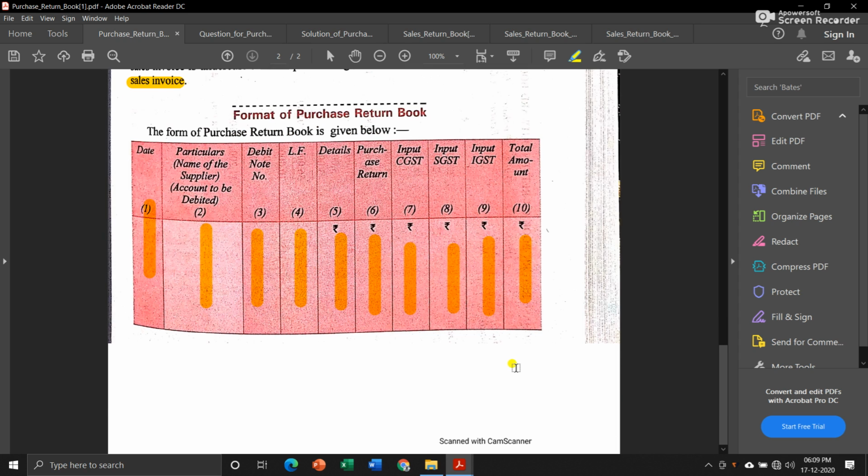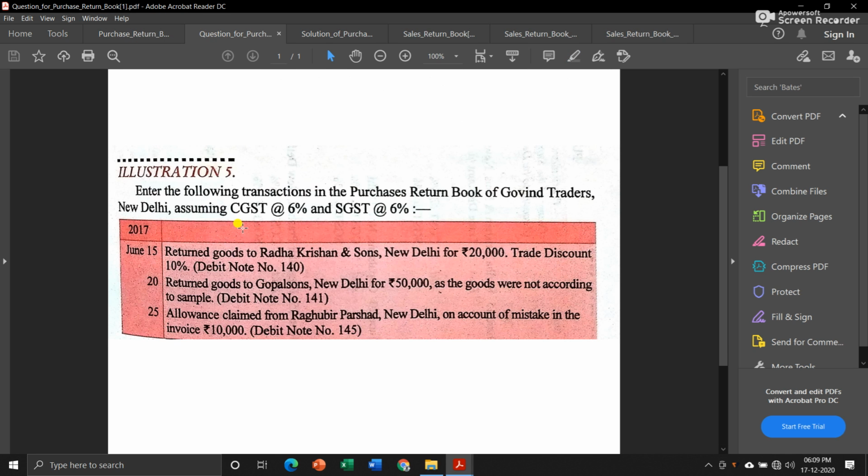Now let us understand purchase return book with the help of a practical question. I have taken illustration number 5. In this question they have said: enter the following transaction in the purchase return book of Govind Traders, New Delhi, assuming CGST at 6% and SGST at 6%. The business for which we are going to prepare the purchase return book is situated in New Delhi, so for checking whether the transaction is interstate or intrastate, this information will be needed.